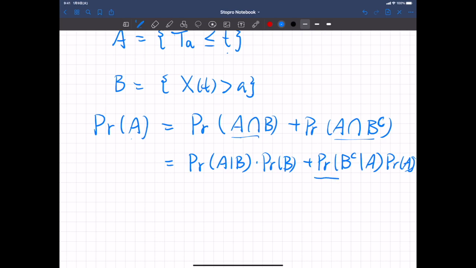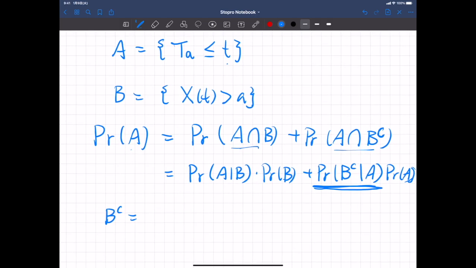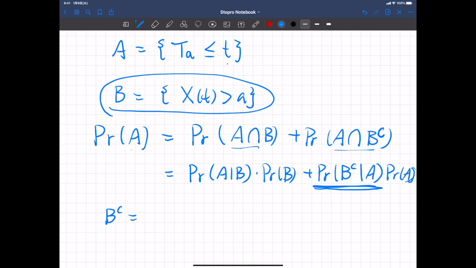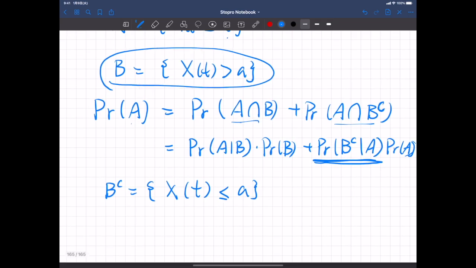Okay, first consider this probability. So what is B complement? By definition of B here, B complement should be x of t less than a. Strictly speaking, it should include the equal sign, but since this random variable x of t follows a normal distribution, the probability that x of t is exactly equal to a is 0, so we can safely ignore this equal sign and only consider strictly less than a.